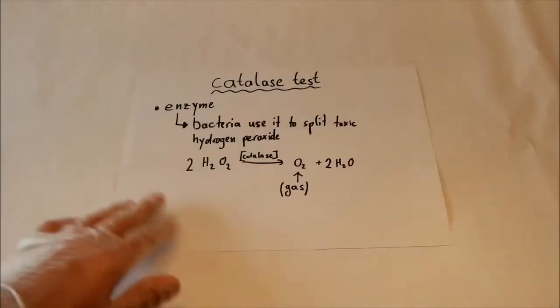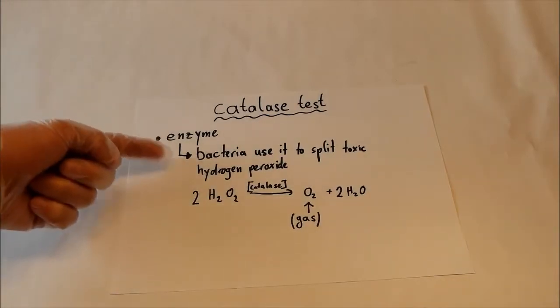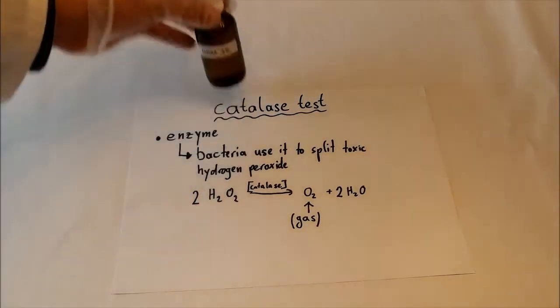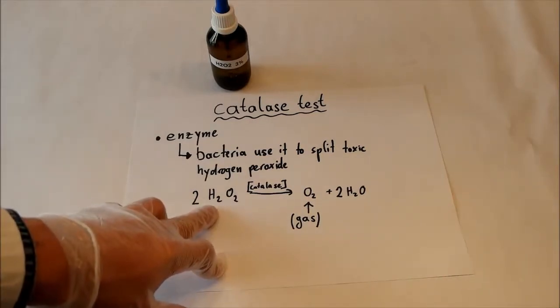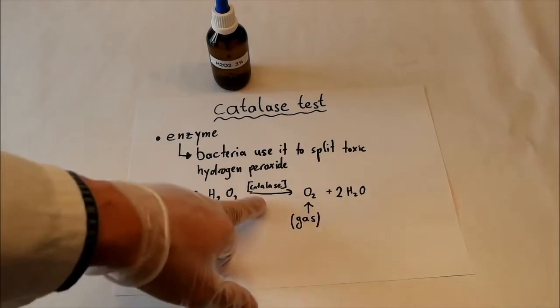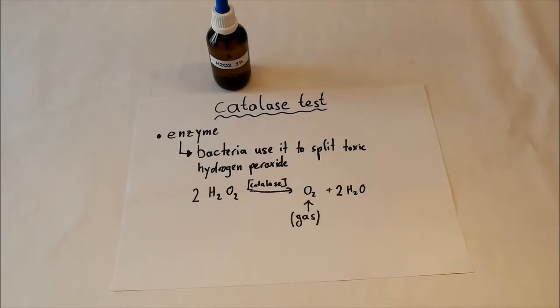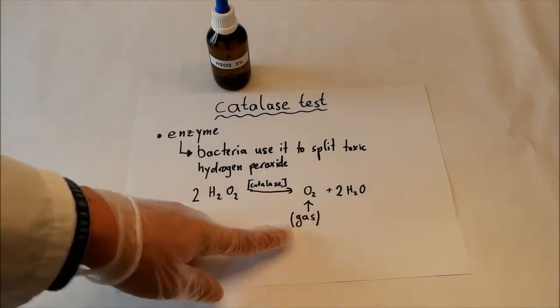We will start with the catalase test. First I show you the theory behind it before we try it. Catalase is an enzyme produced by bacteria to split the toxic hydrogen peroxide, which is produced in their metabolism. So we have hydrogen peroxide, and catalase splits it into oxygen and water. And this oxygen is a gas, of course.